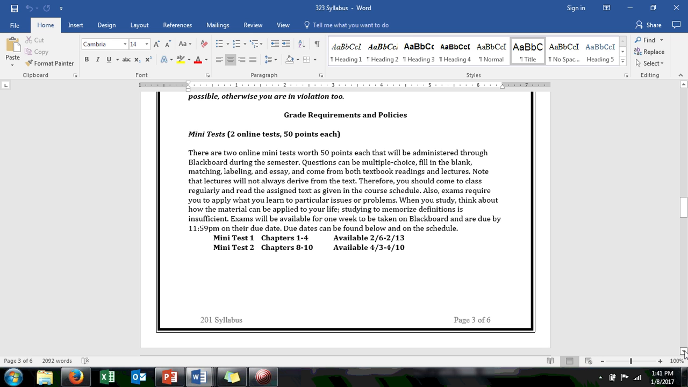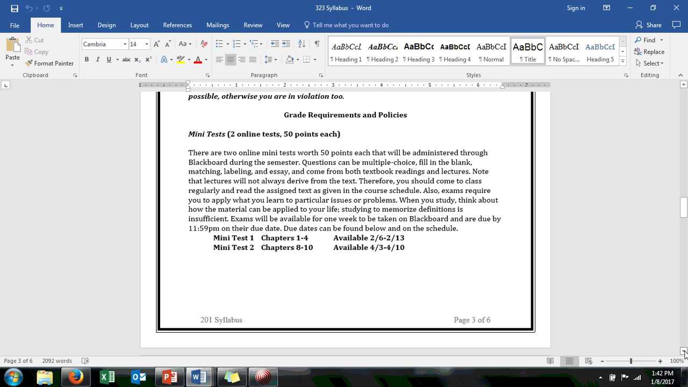They will be matching, labeling. I have essay on there. I likely won't do a full essay, but maybe some sort of short answer. It does come from both your textbook as well as lectures, so you're expected to be keeping up with the readings as well. Most of psychology is applied, so just being able to memorize definitions will not always be enough when it comes to taking a test. You will possibly have to actually apply it to real life.